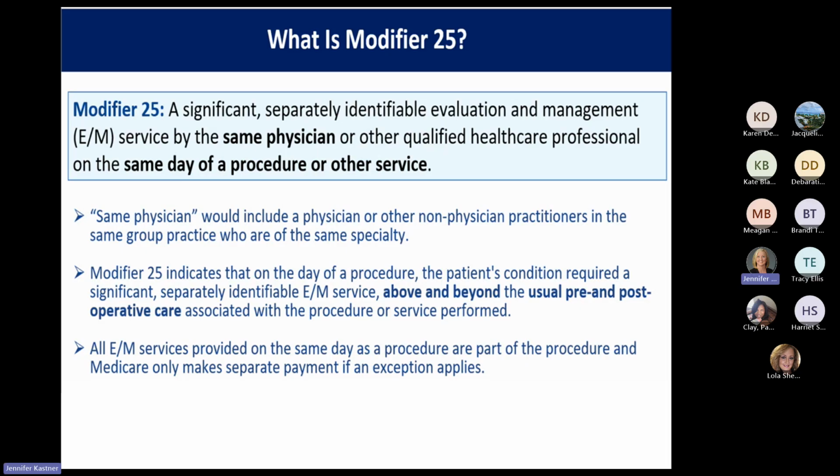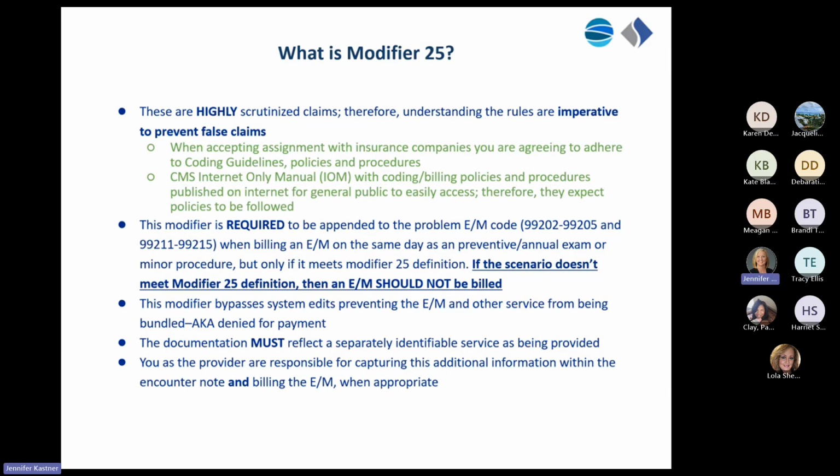The purpose of Modifier 25 is to signify that the patient's condition necessitated an E&M service that was significant and separate from the typical care given before and after the procedure or the preventative visit in question. Claims containing Modifier 25 are highly scrutinized. Therefore, understanding and adhering to these rules are imperative to prevent false claims.